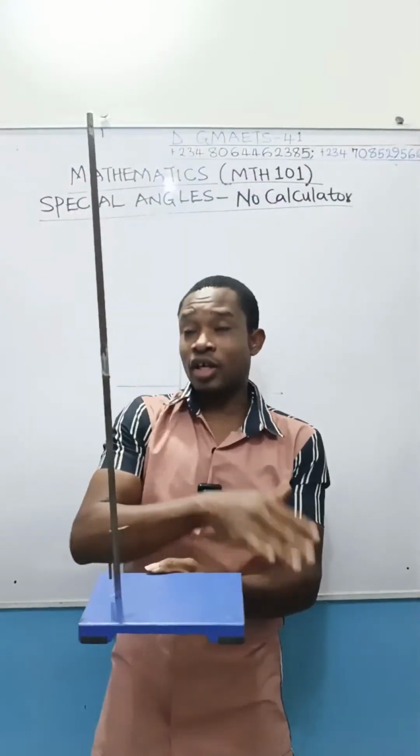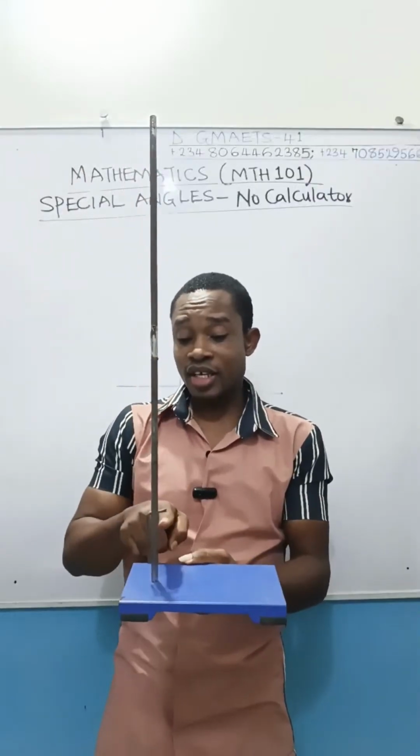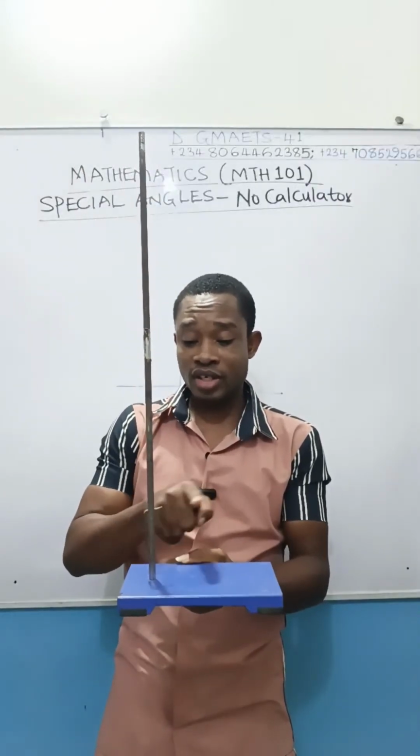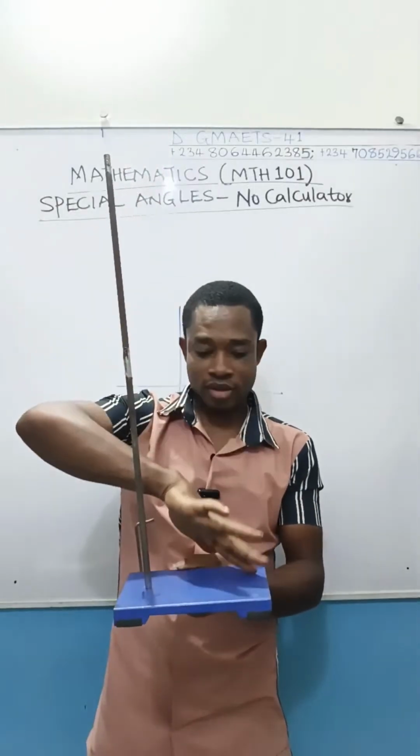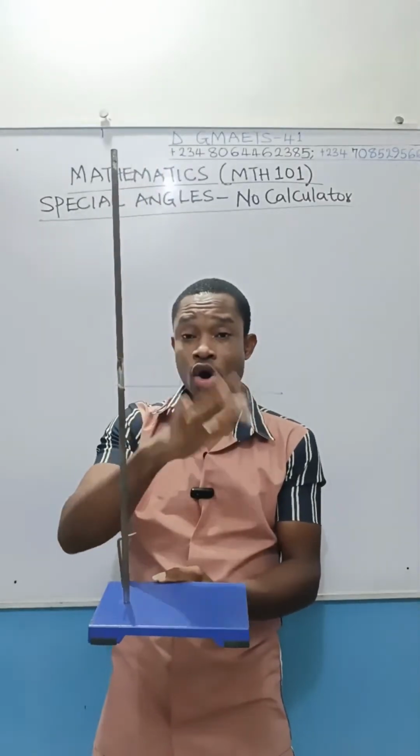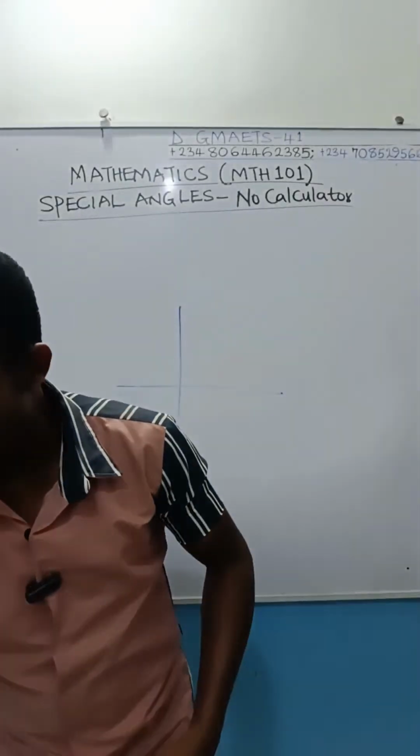These two axes meet at 90 degrees. You can see this angle here is 90 degrees. This angle here is 90 degrees. This whole space is called a plane. Now, there are several angles that can be formed on that plane.